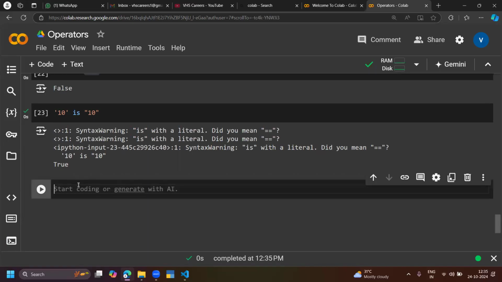Okay. So 10 double equal to 10. When I say 10 double equal to 10, this is the right statement basically. You can give the double quotes also. 10 double equal to 10. Yes, this is true.